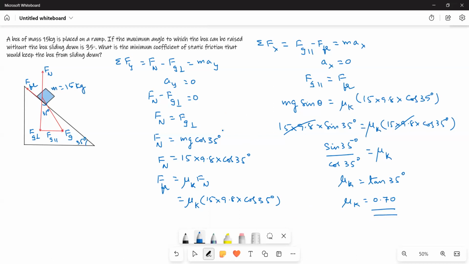Here the condition is that the parallel component of the weight balances the frictional force. If we know this equation, then it is easy to find the coefficient of friction.